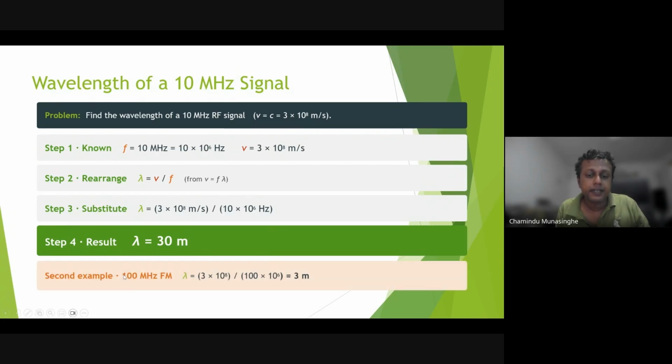Okay, so for 100 megahertz, it's 3 meters. So you can see that as the frequency increases, the wavelength shortens. This is an important property, and that's one of the reasons that we use RF in communication. We'll come to that.